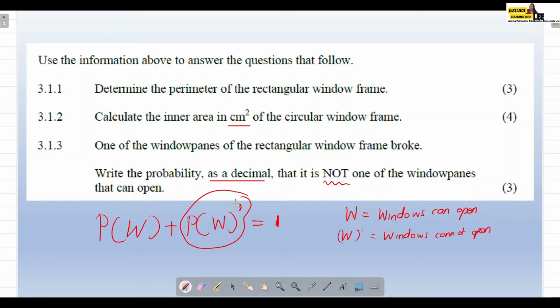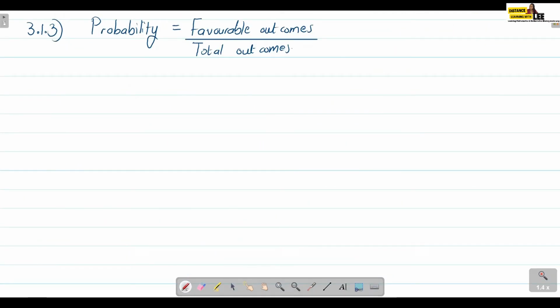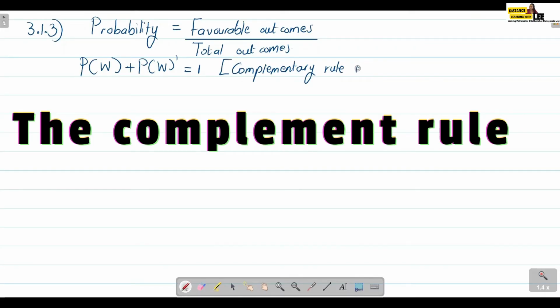Okay, so we can basically find the probability that the window panes can open, right? And then we're going to just take 1 minus P(W). Okay, let me just write that down there. We're going to use the complementary rule. I already explained what all the symbols mean. Probability that the windows can open plus the probability that the windows cannot open is equal to 1. Guys, this is the complementary rule in probability.